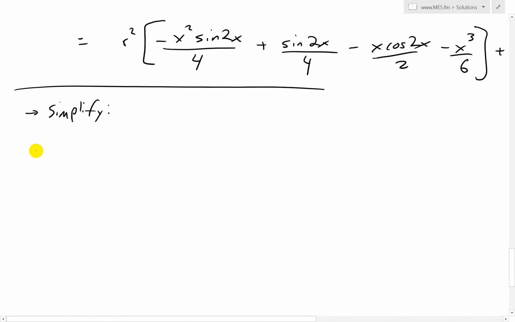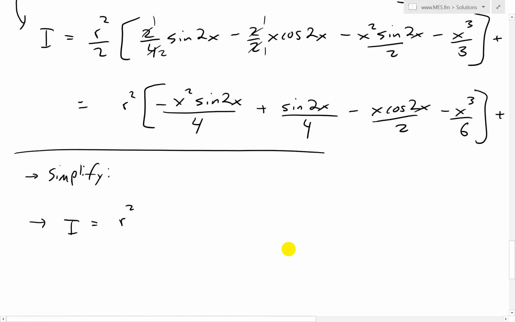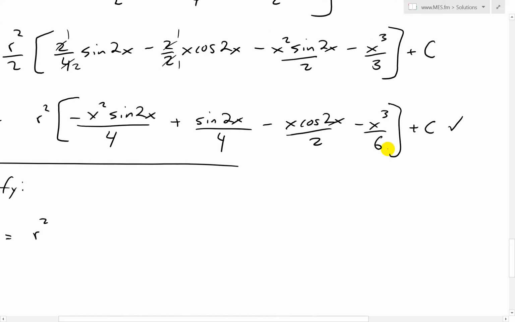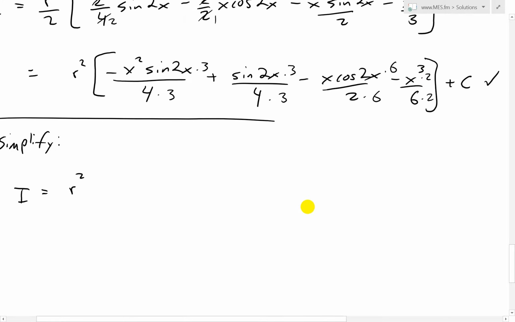Now we have I is equal to r squared. We're just going to multiply everything by, we'll get the common denominator. It's going to be 12, because here we have 2, 4, 6. So times 3, times 3, times 3, times 3. This one's going to be times 6, times 6. And this one's going to be times 2, times 2. Like that, so that we have 12 at the bottom.